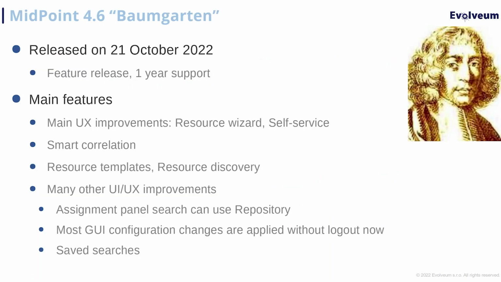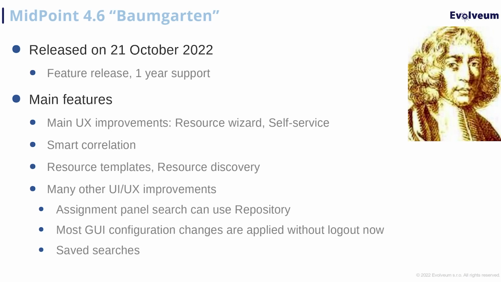So these were two big things that came with 4.5 and were significantly improved in 4.6. So let's talk about this 4.6 version. It's our latest version that came out on October 21st. It's another feature release, 1-year support, and the main features are major user experience improvements, where we will talk about resource wizard and self-service mostly.